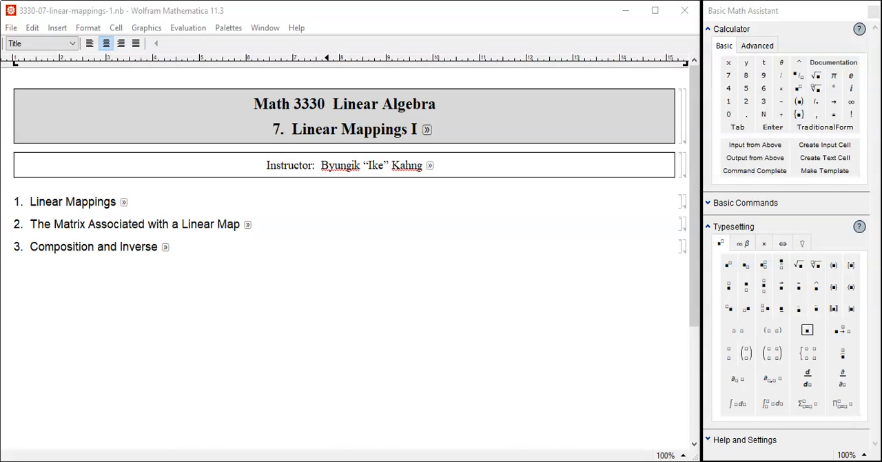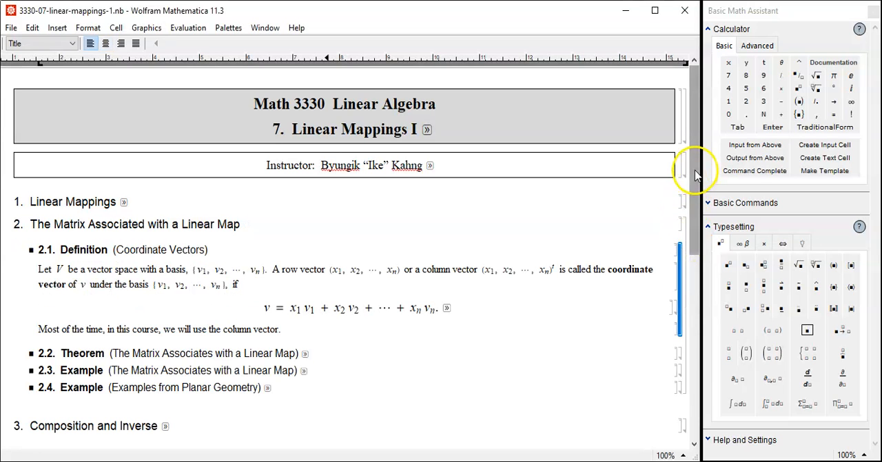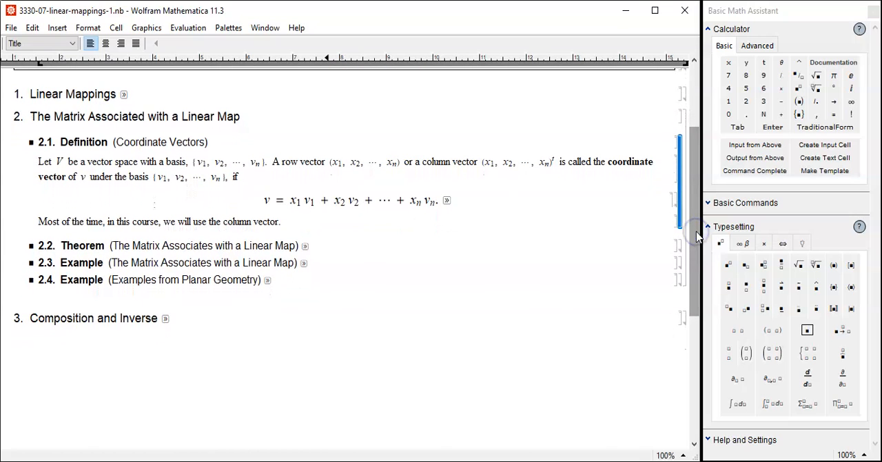Hello students, welcome back. In the previous lesson, we went through something really important. That is, given a linear map, how to find the matrix associated to it.